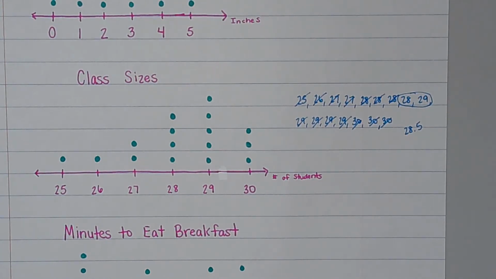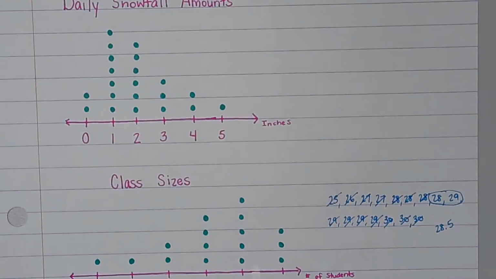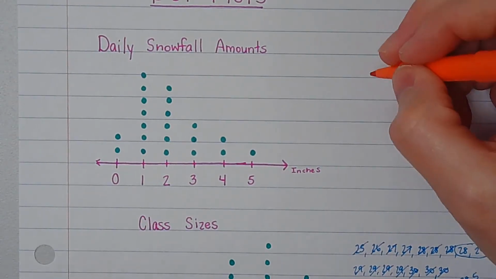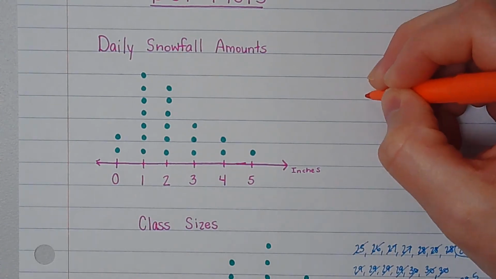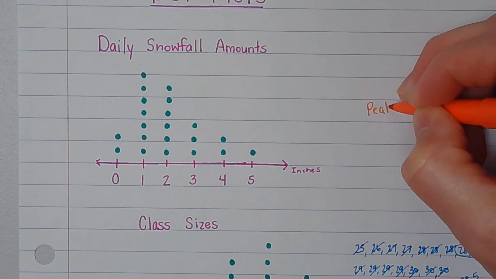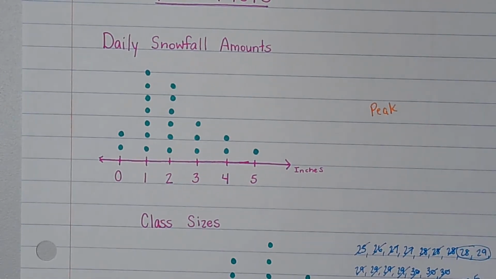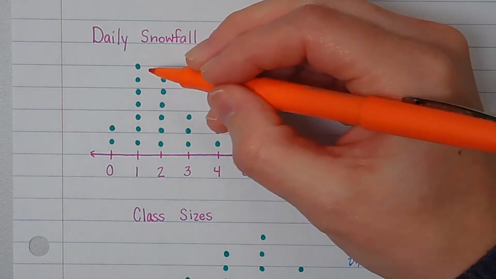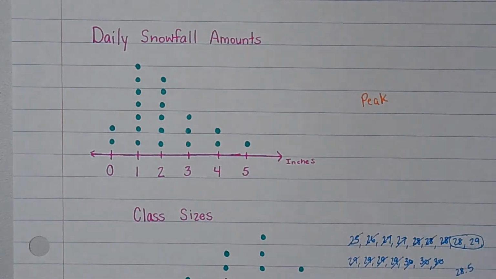A couple other things I want to draw your attention to. We have some vocabulary words. So the first one I want to talk about is peak. So peak is when you are finding the one with the tallest, the most number of dots. So it sounds kind of like a mountain. So like here's your peak. So 1 is your peak.